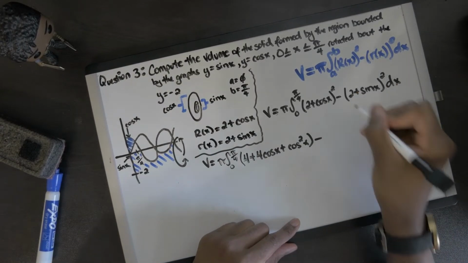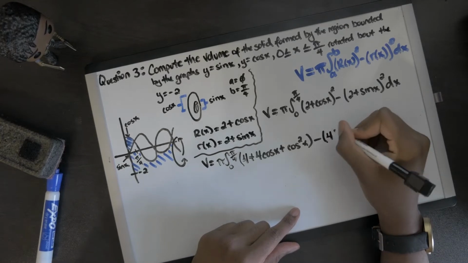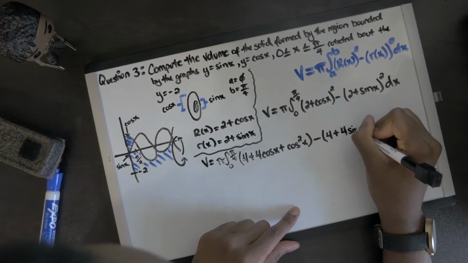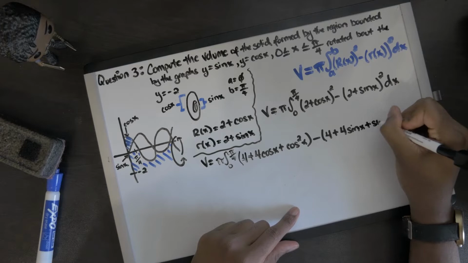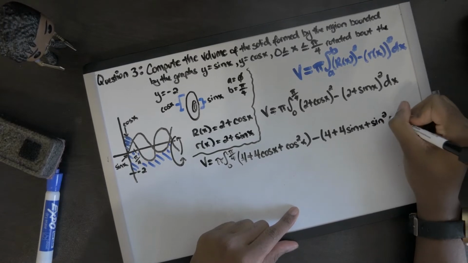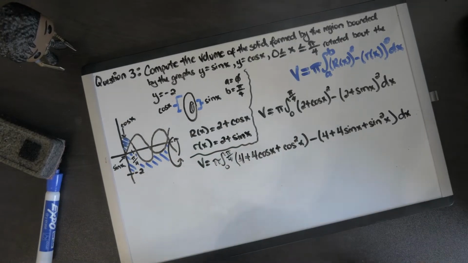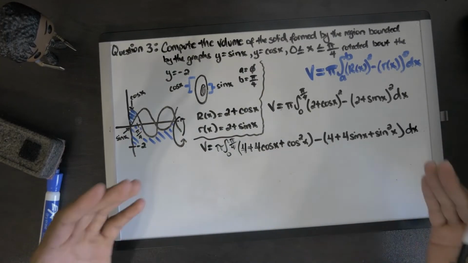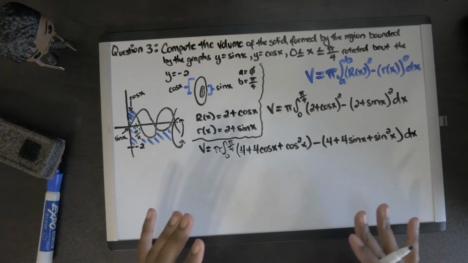Then we're going to do the same to the other side. So minus, remember we have the minus, and it's going to look almost identical. We're going to have 4 plus 4 sine x plus sine squared x. And then again, dx. We can't forget that dx.